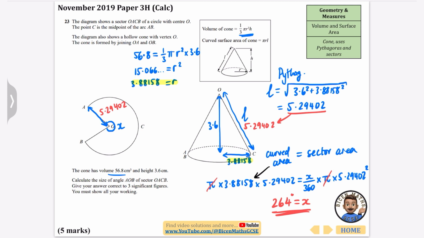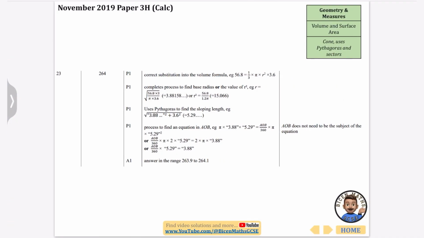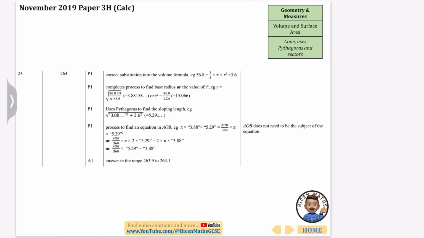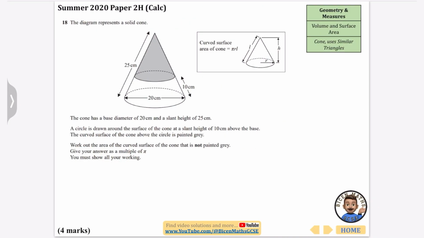I think there's quite a lot of stuff that goes on in this question. And so to three significant figures, we've said that the angle AOB, which is clearly labelled on our diagram as x, is 264. I think that's a really challenging question. I think there's a lot going on in that one.